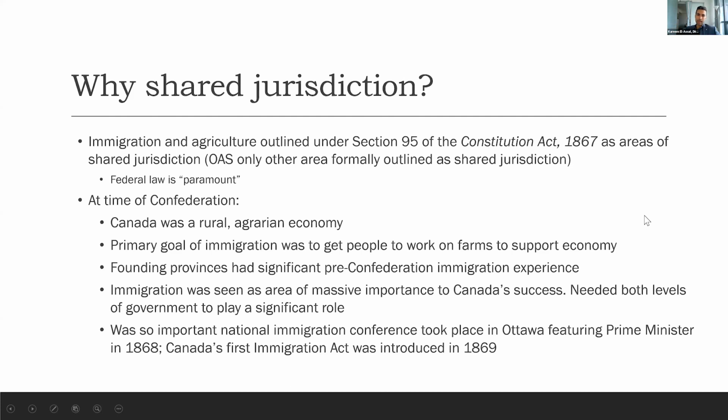So when we look at how Canada's immigration system works, we want to start off with the Constitution Act of 1867. Upon Canada's founding back then, immigration was outlined as an area of shared federal provincial jurisdiction along with agriculture. And in fact, with these two areas, old age security was the only other policy area formally outlined in our Constitution as areas of shared jurisdiction.